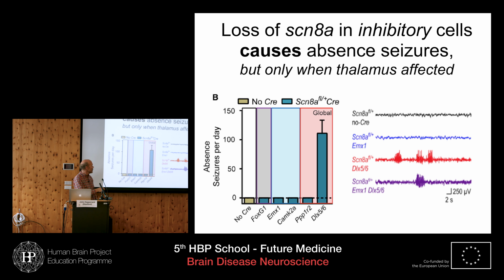inactivated one allele of the 8A channel in interneurons with this DLX56 promoter, they saw the occurrence of many, many spontaneous absence seizures. So loss of function of a sodium channel is actually leading to an epilepsy phenotype. Complete opposite of what they showed with the seizure susceptibility of the excitatory cell. And then they did not see this phenotype when they used the PP1R2 promoter. And that was interesting because this promoter fails to influence the expression in inhibitory cells in the thalamus.